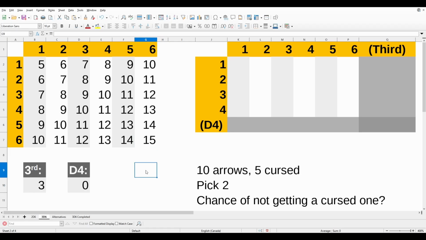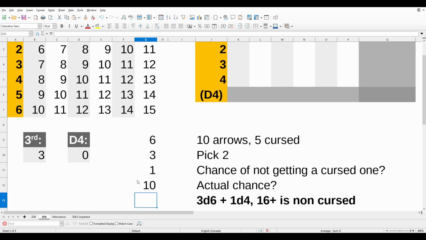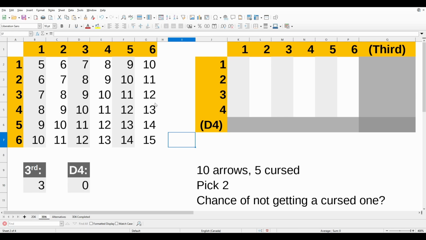So if we wanted to get a 16 on 3d6, it's going to be 6 plus 3 plus 1, which is, of course, 10. And we are dividing out of 6 cubed now, because again we have 3d6, there's 6 times 6 times 6 possible outcomes, so we're dividing out of 216.